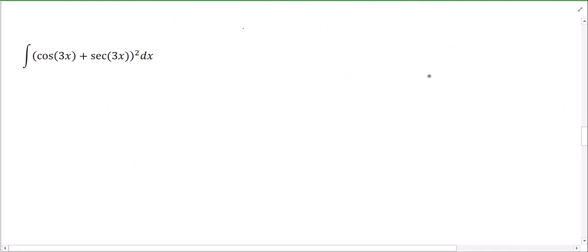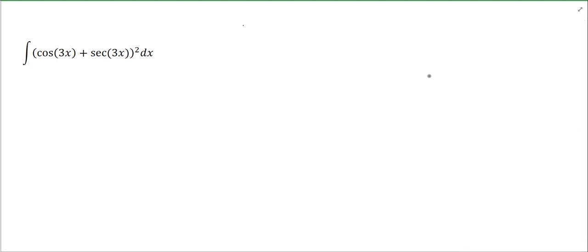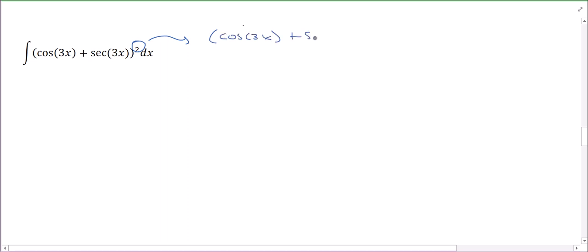All right, in this next example, we have the integral of quantity cosine 3x plus secant 3x, and then the whole thing squared. So there's a couple of things we can do. You can make a substitution right away for the 3x inside, or we can square everything out first. In order to square this, we have to be careful, because this means we're doing cosine 3x plus secant 3x times itself. So don't forget about middle terms.